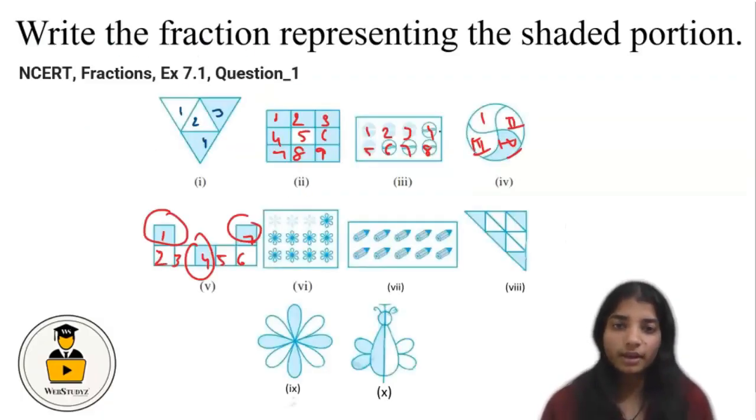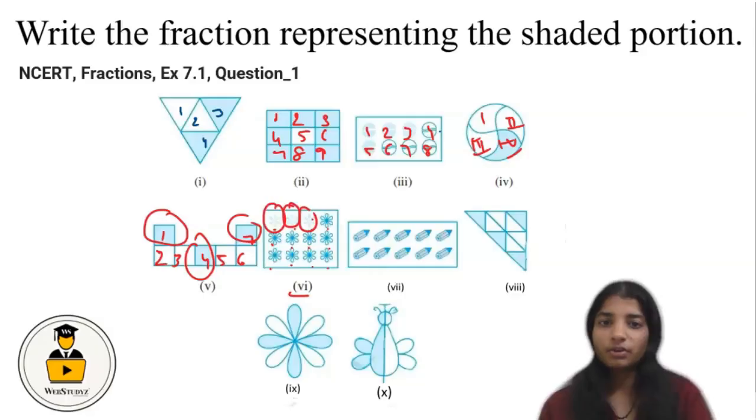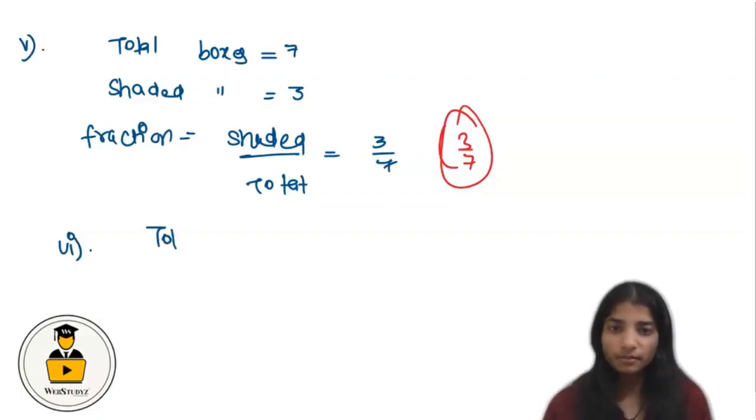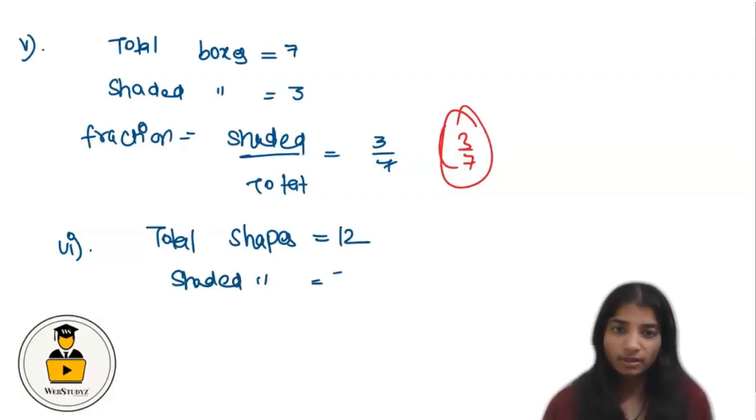So look here, in this part 6 we are having 1, 2, 3, 4, 5, 6, 7, 8, 9, 10, 11 and 12. Total 12 shapes are there, out of which only 3 shapes are shaded. So from here we can say that in the 6th part total shapes is equal to 12 and out of this shaded shapes is equal to 3.